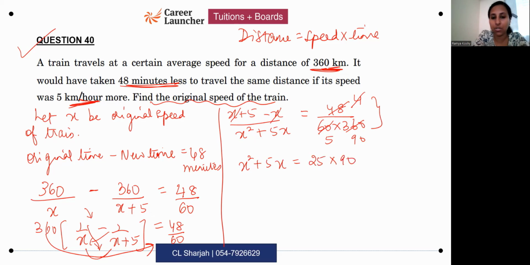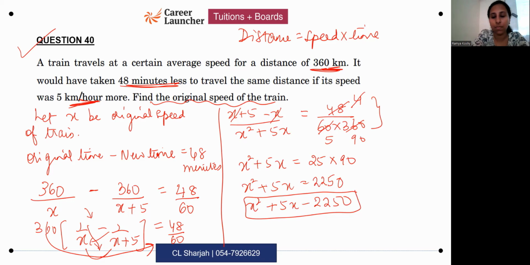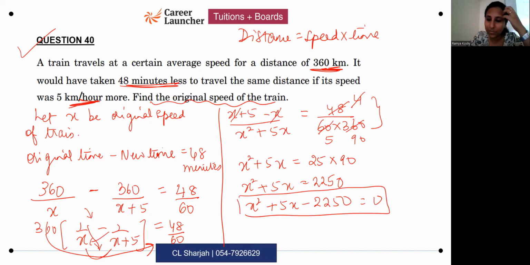Please do your calculations. If you watch me only, sometimes you may get confused. Please write simultaneously. Check whether this is the quadratic you got. Yes, ma'am. After this, you need to solve this quadratic.